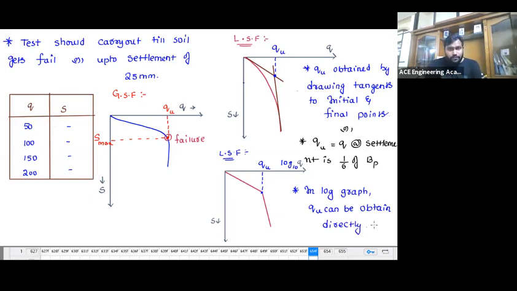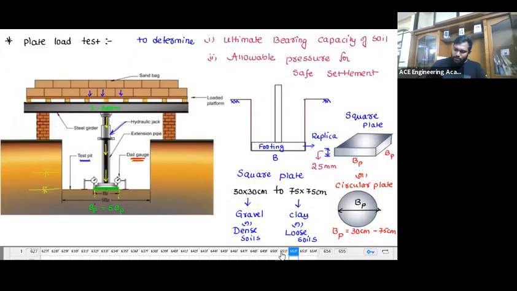First thing, in the case of general shear failure, I don't have any problem. I directly apply the load, find the settlement, and there is a failure. But in the case of local shear failure, if you go with a normal graph of Q and S, QU is obtained by drawing tangents to the initial and final points, and QU is equal to Q at a settlement of 1/6 of the width of the plate. But if you go with log scale, you don't need to worry about any tangent or BP by 6. You can directly find it by looking at the failure point. This is the process of the plate load test.